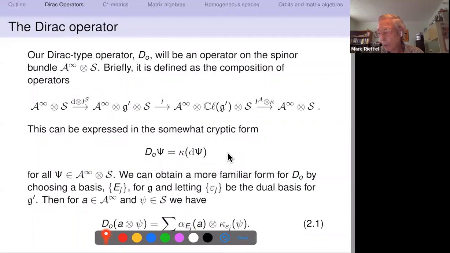So then our Dirac type operator, it's all quite straightforward in this simple setting where basically all of our modules are free modules over A infinity.